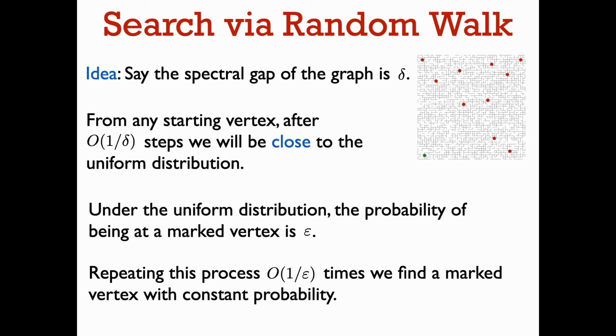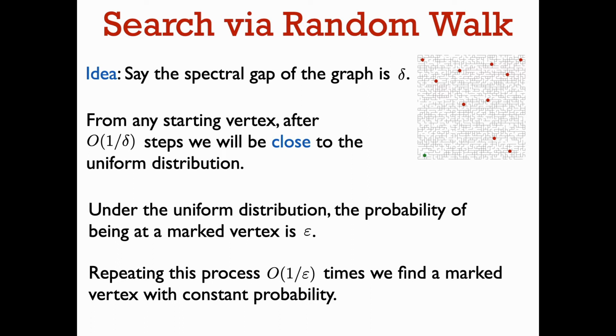Again, I assume that our graph is d-regular, connected, and not bipartite. We have seen that in this case, if the spectral gap is delta, then after 1 over delta many steps of a random walk, our distribution over the vertices will be close to the uniform distribution. That is, it will be within some small constant in terms of L2 distance.